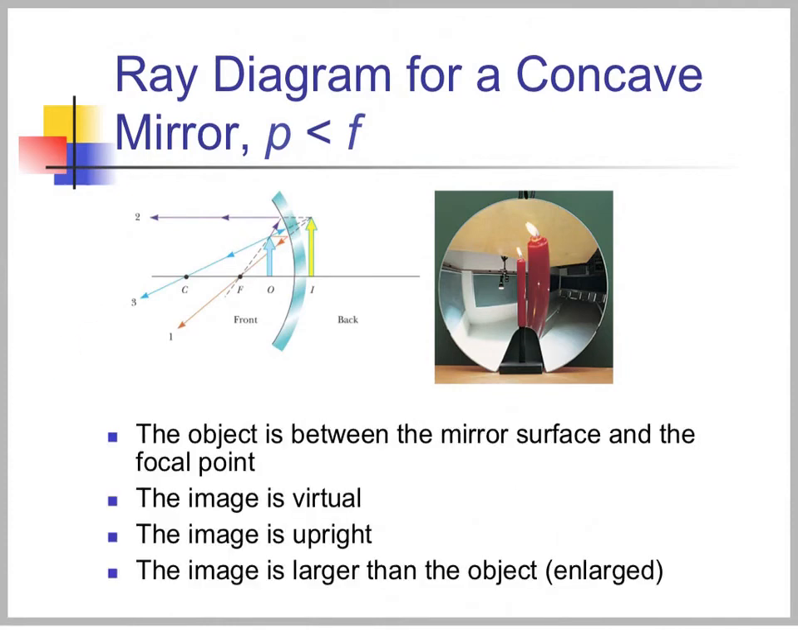Now, in this case, these three rays are diverging, and they appear to come from a point behind the mirror. So the object here is between the mirror surface and the focal point. The image is virtual. The light rays don't actually cross at any point. They just appear to come from a point behind the mirror. The image is upright and is larger.